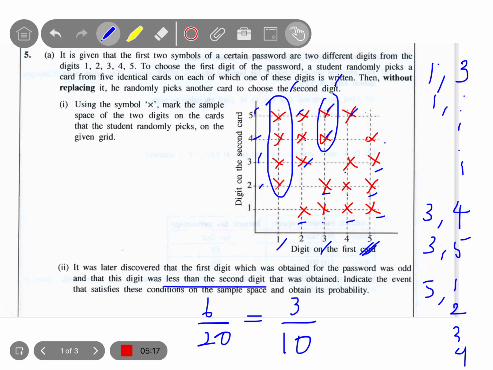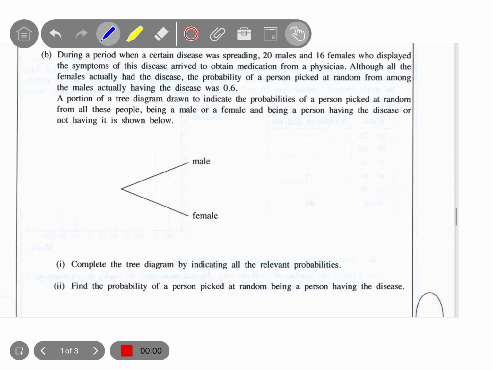So this question has a part B. Let's approach part B now. Next, part B of question number 5. Let's read it carefully. It looks like a tree diagram related question.